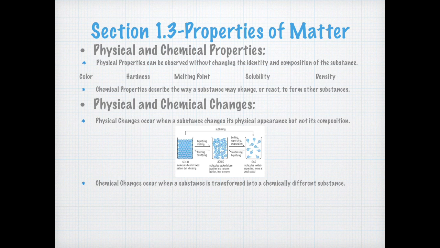Now, a chemical change occurs when a substance is transformed into a chemically different substance. So for example, if you have hydrogen gas and oxygen gas and they react, notice that the hydrogen atoms break apart from each other, the oxygen atoms break apart from each other, and then they form a new compound, they form water. So that would be a chemical change because you are breaking up molecules and you're forming new molecules.